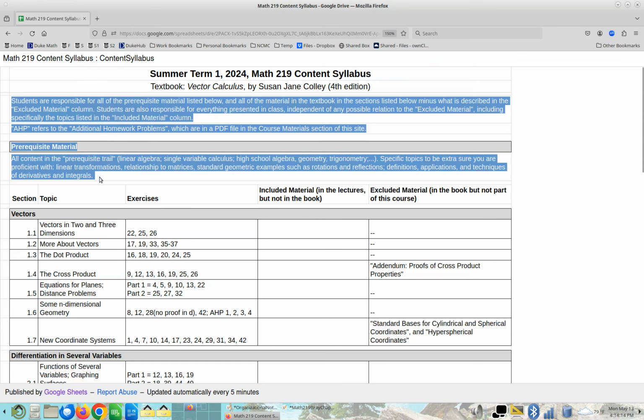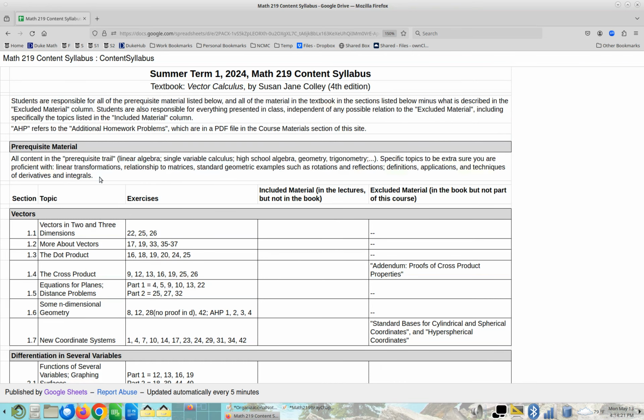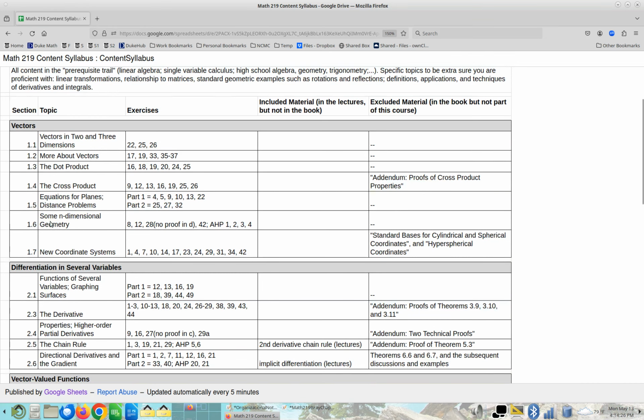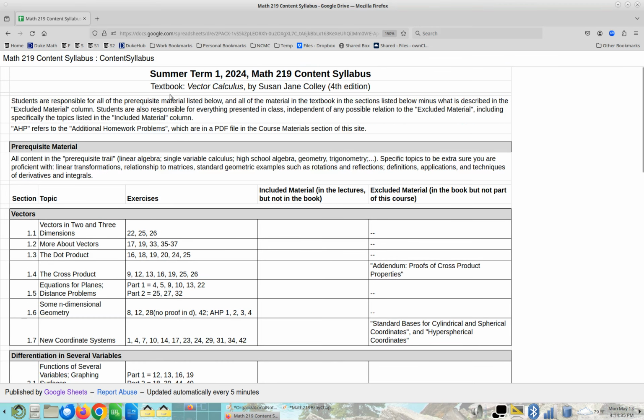I'm not going to read all of the verbiage on all these sites. It would take way too long. But do make sure to read all that stuff. I'm just going to point out some broad strokes. You'll notice that there are a bunch of book sections and titles enumerated here. This is the indication of, from this textbook, the Colley 4th edition, Vector Calculus, which sections we are going to be discussing and which are part of the material for the course.